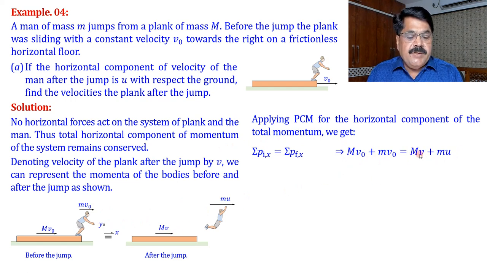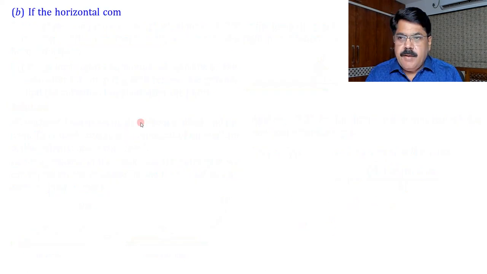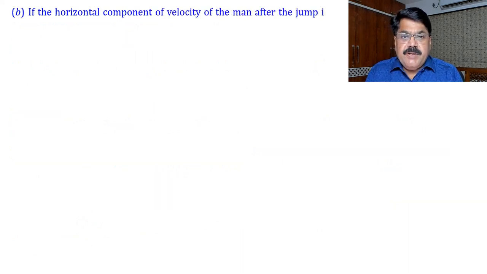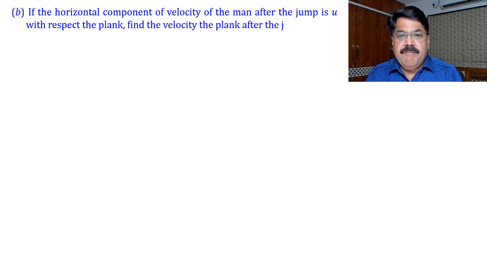And we have to find this v, and we can easily find v is equal to (M + m)v0 minus mu upon capital M. You can verify the solution. Now this was a very simple idea. Let us see the B part. If the horizontal component of velocity of the man after the jump is u with respect to the plank, find the velocity of the plank after the jump.